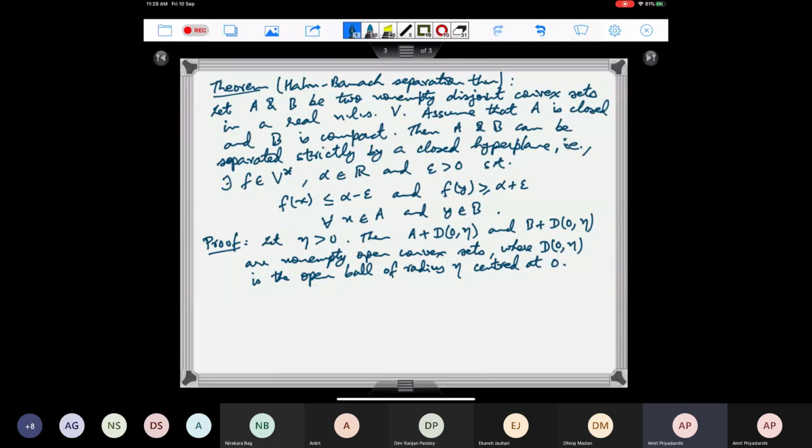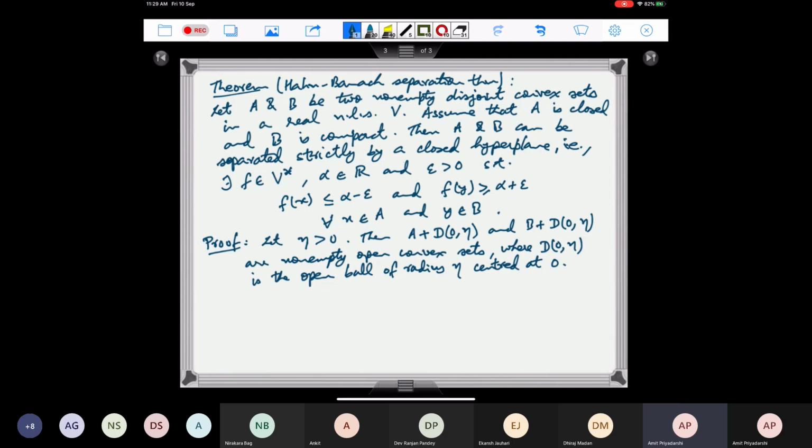So now if we can have that these sets are also disjoint, they will not be disjoint for any eta. We are only given that A and B are disjoint. So if we can make these disjoint, then we can use the previous theorem and get some alpha such that f(x) is less than or equal to alpha and f(y) is bigger than or equal to alpha for all x in this set and y in this set.